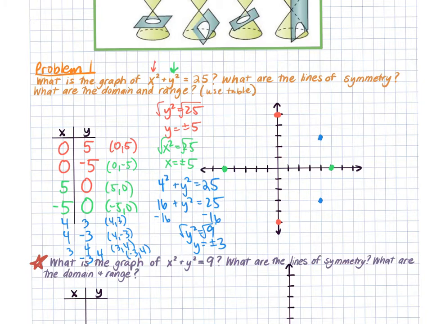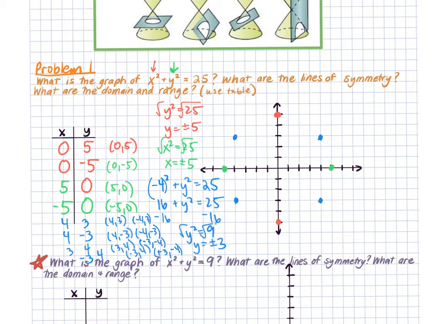This also works with negative 4. If this had been negative 4 squared, we would have got the same thing. So we also have negative 4, 3, and negative 4, negative 3, which means this also works: negative 3, negative 4, and positive 3, negative 4.